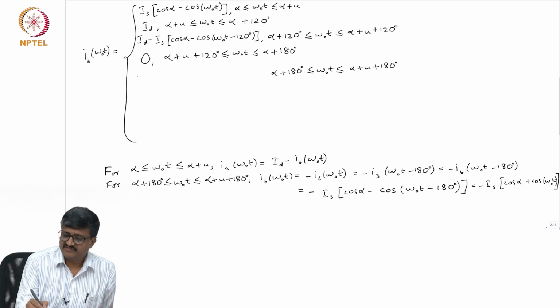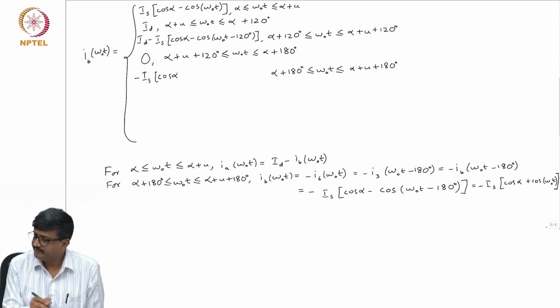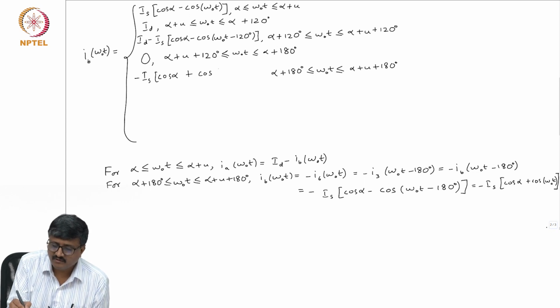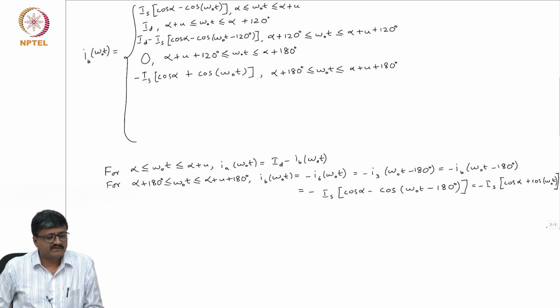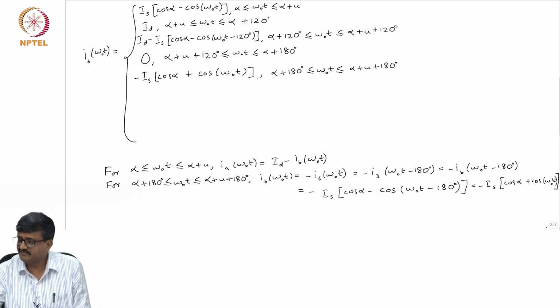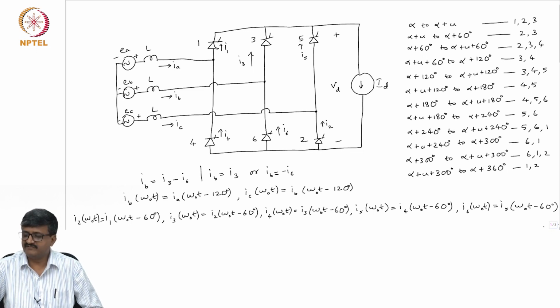So, I will just write this expression here, minus IS cos alpha plus cos omega OT. This expression is applicable from alpha plus 180 to alpha plus u plus 180. Is this clear? Then we will go to the next subinterval, alpha plus u plus 180. At alpha plus u plus 180 degrees, valve 4 stops conducting. So, 5 and 6 conduct.